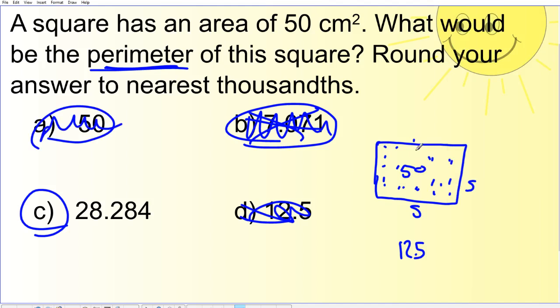Because this is not a perfect square, when you take the square root of it, it gives you a non-perfect answer. Or you could think of it another way. Since this is not a perfect square, you know that the side lengths are not going to be perfect answers. They're going to be irrational decimals.